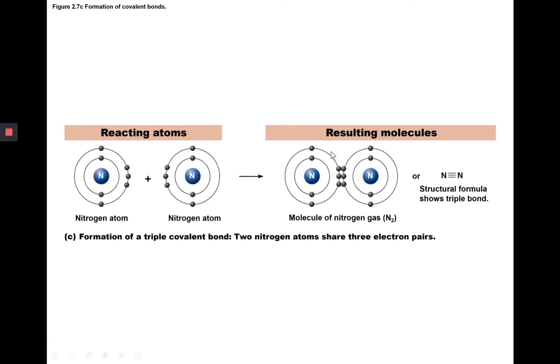And here's a triple bond, so we have 6 electrons, 3 pairs. This is how you'd write a triple bond in a structural formula. And we could count all of the shared electrons for both nitrogens. So we'd have 1, 2, 3, 4, 5, 6, 7, 8, and it'd be the same for the other nitrogen atom. Whereas originally both nitrogen atoms only had 5 in the outermost shell, so they wanted more in order to be satisfied.